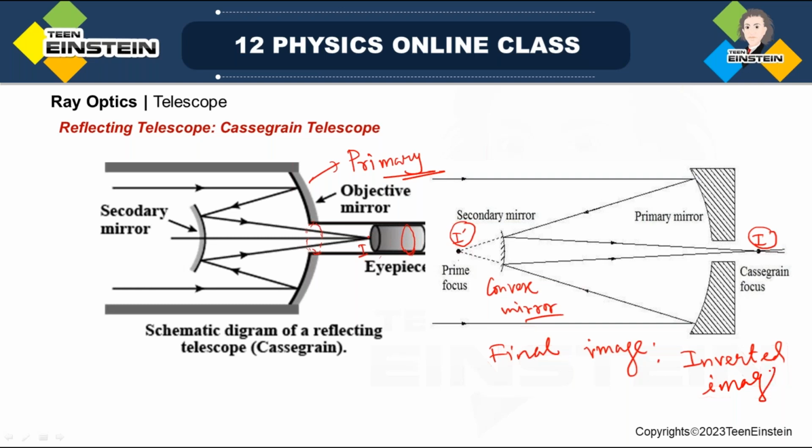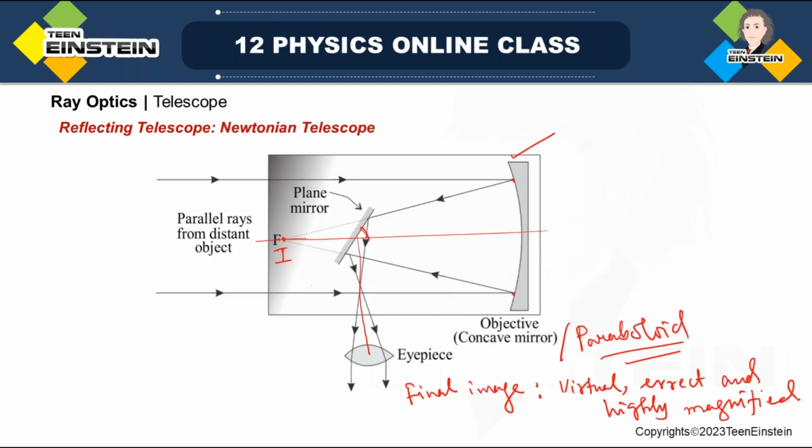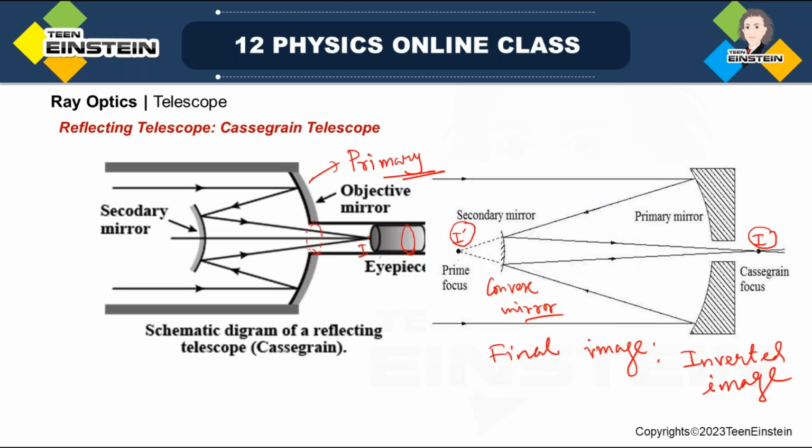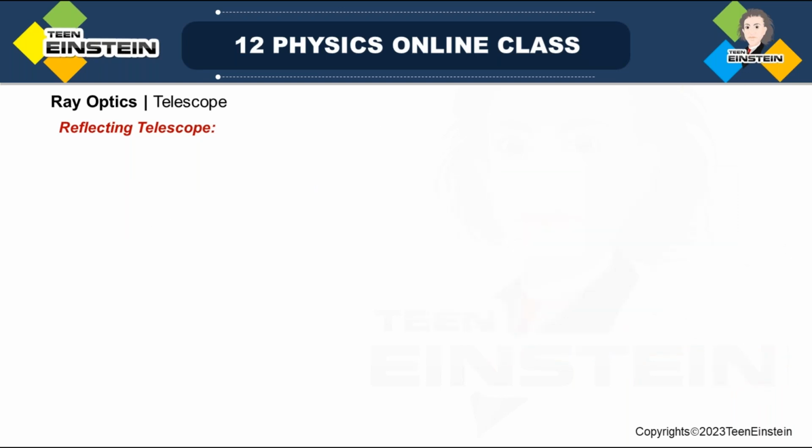In case of the Newtonian telescope, we have seen the image will be virtually erect and highly magnified. Here also the image will be highly magnified, but a real and inverted image will be produced. Okay, so this is the construction and working of the reflecting telescope. Now we'll see the magnification of the final image formed by the Cassegrain telescope.